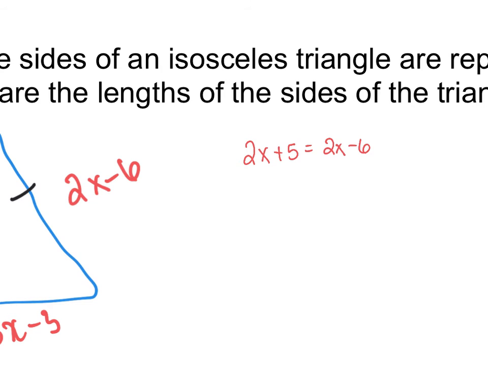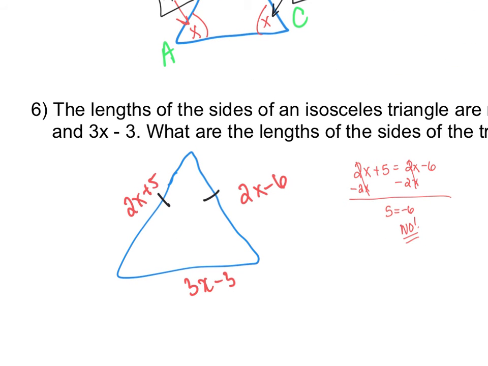When I set them equal to each other, I need to get all my x's on one side and numbers on the other. So I'm going to take away 2x, take away 2x, 2x's cancel. Oh no, I get 5 equals negative 6. Is 5 ever equal to negative 6? No. So what that's telling me is that these two sides are not equal to each other. So now we're going to have to try a different pair of sides. So I'm actually going to try now my 2x plus 5 and my 3x minus 3, and let's see if that works.